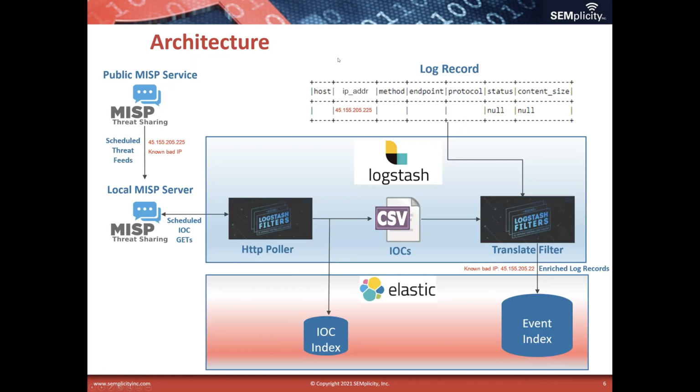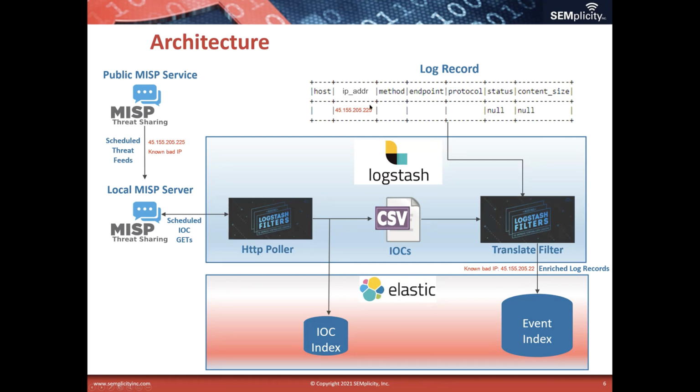So my last slide here is our general architecture. If we start at the top here, we've got a log record. And the log record has, in red under the IP address, an actual malicious IP, a current malicious IP in MISP. And this log record seems to originate from that.